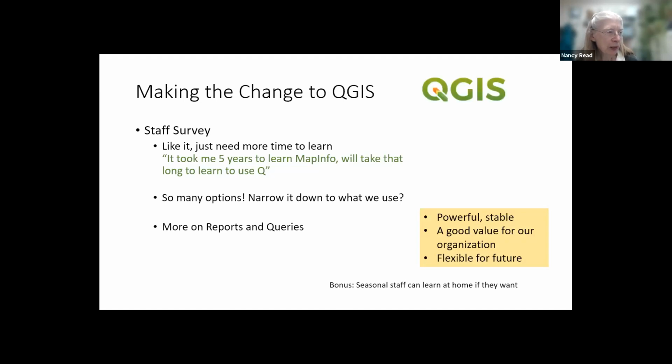So in summary, QGIS has been a powerful and stable desktop mapping platform for us. And I say desktop and beyond because it can do a lot more than just your standard desktop GIS. It's been a good value for our organization, and I think it's going to be flexible for our future. And another thing that bodes well for the future is that our seasonal staff, some of them were saying, hey, with QGIS, I can learn this at home if I want to do this over the winter. So I recommend it, and we're ready for the future. With that, I'll look for any questions.